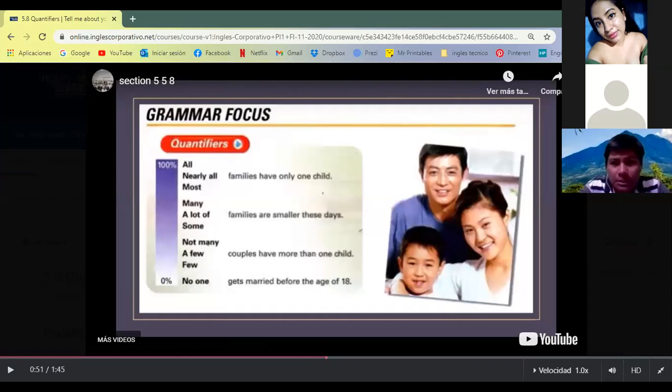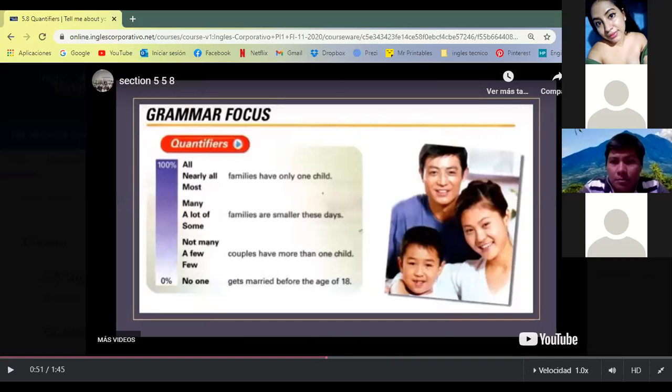All families have only one child. Nearly all families have only one child. Most families have only one child. Okay, thank you. Let's see, continue, Brian, please. Can you continue reading the next examples, please?